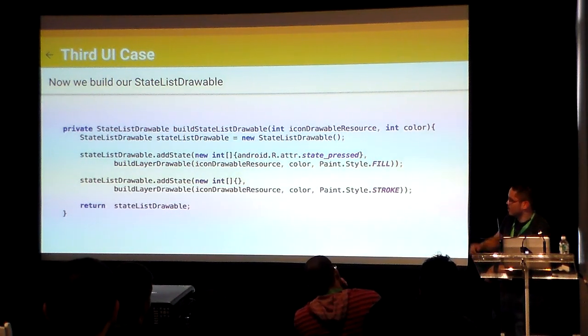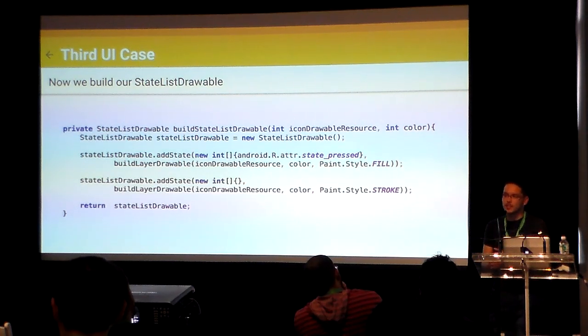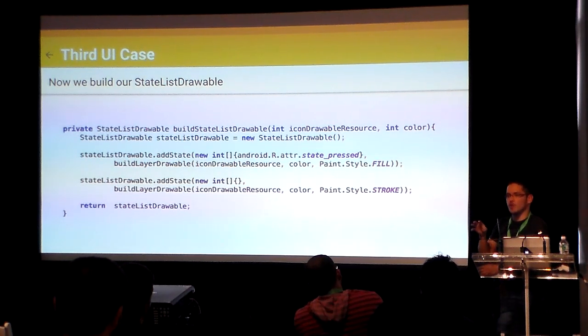So I'm passing this type of stroke. That means that, as we just saw in the code, when it's stroke, I'm going to tint my icon. So my icon is going to change the color, and my stroke will respect that, but the fill of my stroke is going to be white. And then we add that to a state list drawable.